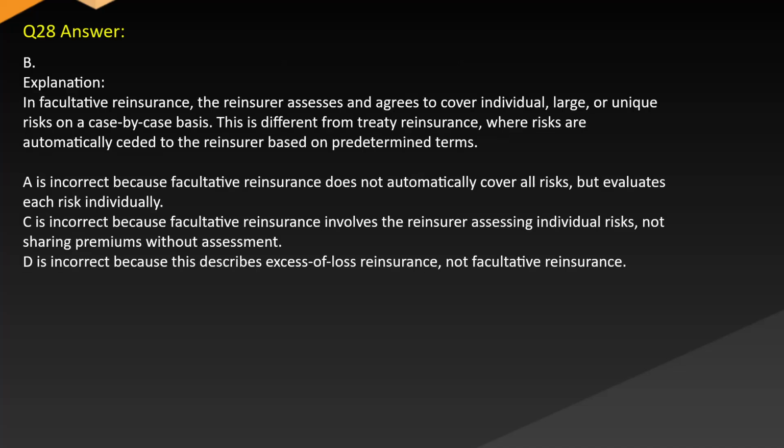Answer: B. Explanation: In facultative reinsurance, the reinsurer assesses and agrees to cover individual large or unique risks on a case-by-case basis. This is different from treaty reinsurance, where risks are automatically ceded to the reinsurer based on predetermined terms. A is incorrect because facultative reinsurance does not automatically cover all risks, but evaluates each risk individually. C is incorrect because reinsurance involves the reinsurer assessing individual risks, not sharing premiums without assessment. D is incorrect because this describes excess of loss reinsurance, not facultative reinsurance.